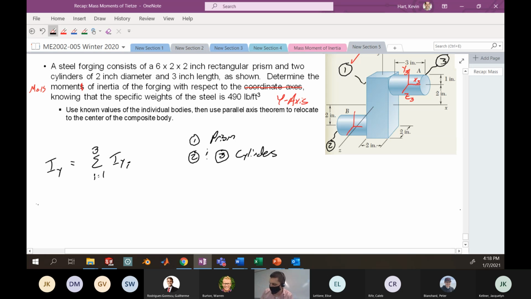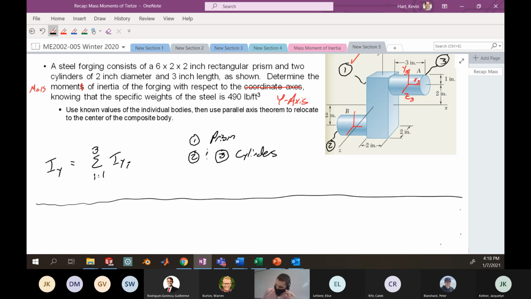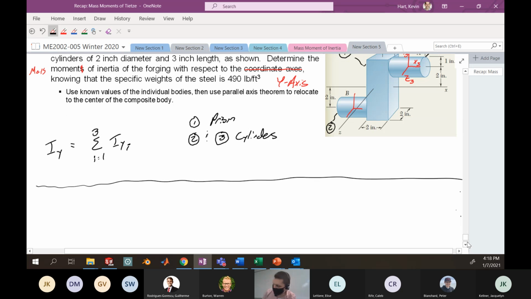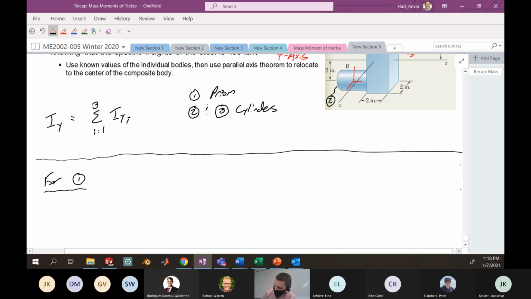So let's think about the mass moment of inertia of each of these individual pieces. We want to keep in mind that we know what they are about their own centroids, but we're really interested in the mass moment of inertia of this object about the global y-axis. We always have to keep that in mind. For object 1, this is a rectangular prism. Like I said, go to your book or the notes that I provided and look at the formula for the mass moment of inertia of a typical rectangular prism.